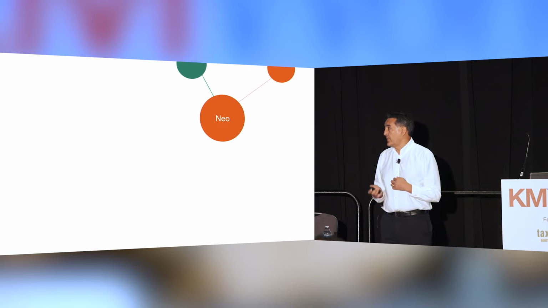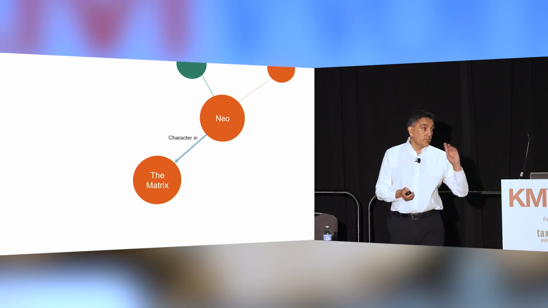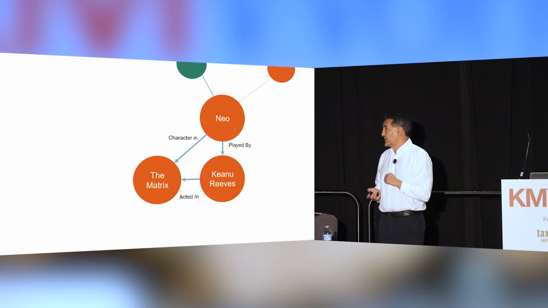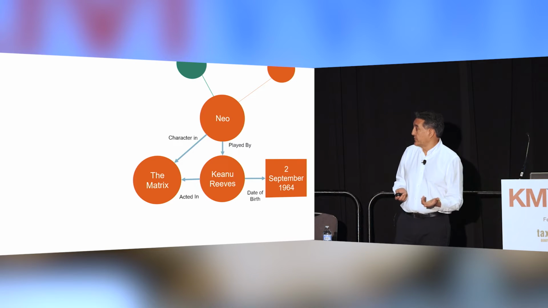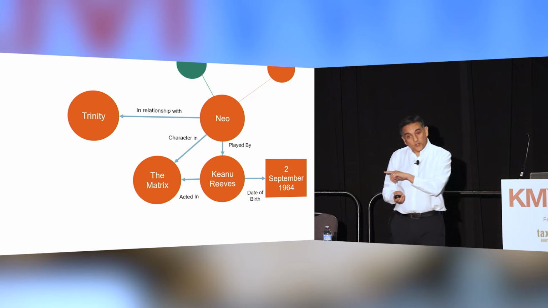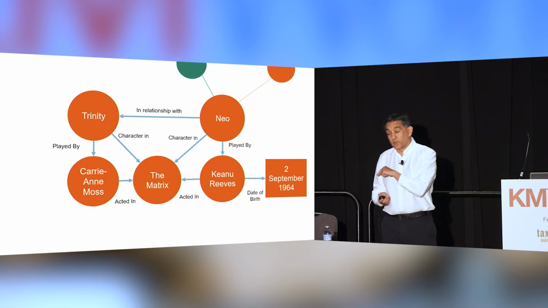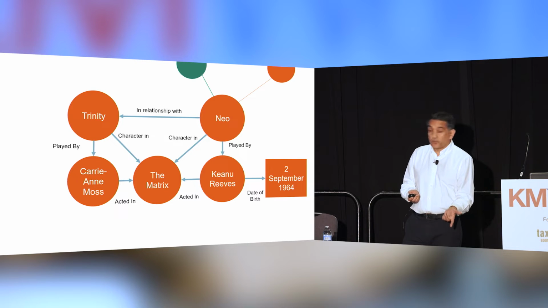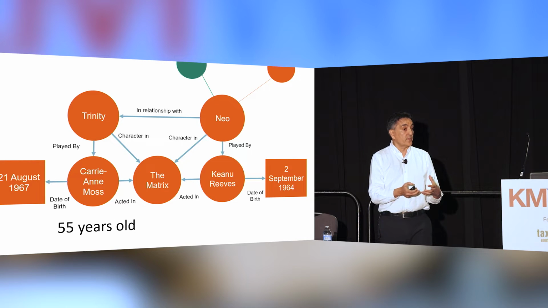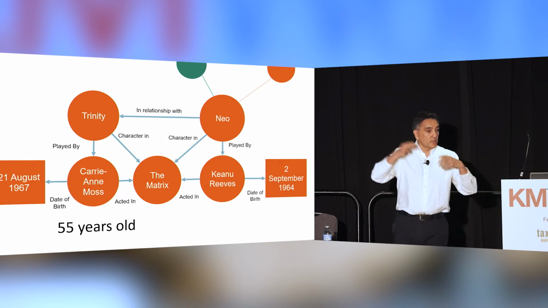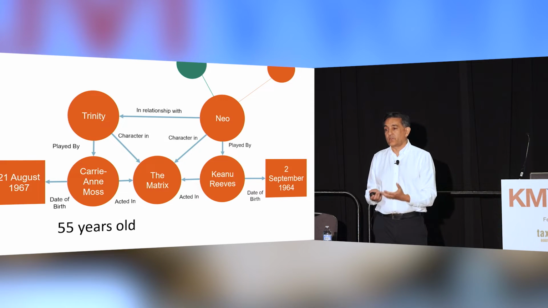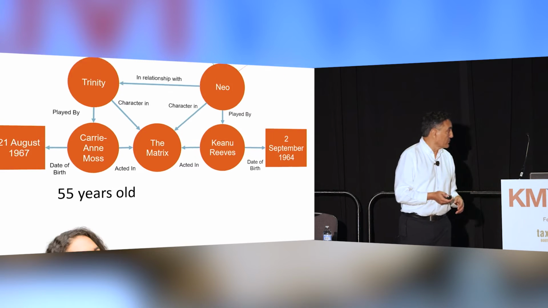Now, Google's knowledge graph has Neo. We never mention Keanu Reeves in the question, but we know that Neo was in The Matrix, played by Keanu Reeves. He was born on that date. But Trinity was in the relationship with Neo in The Matrix. She was also in The Matrix. Carrie-Ann Moss played that character, and she was born then, and that's how we get 55 years old. So when you do that search, Google is going through this knowledge graph. I think 60% of searches and answers are coming from the knowledge graph when you do a Google search.